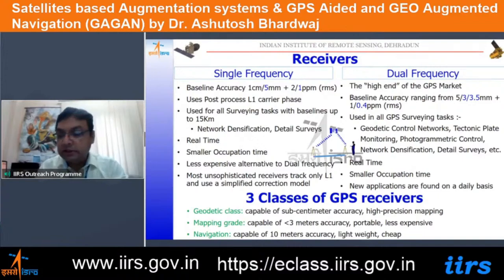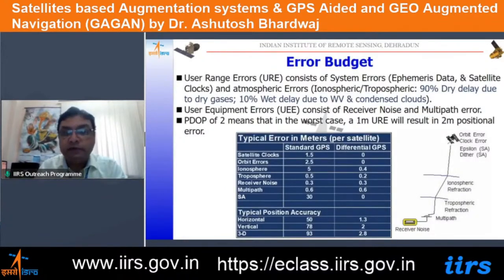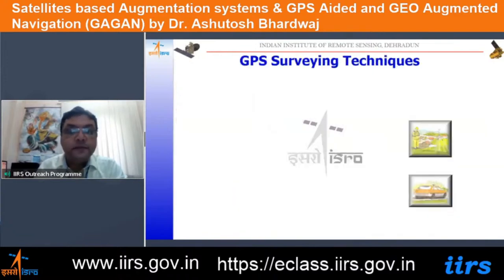Then we also discussed in yesterday's lecture what the different types of receivers are: single frequency receivers, dual frequency receivers, multi-frequency receivers, and what type of accuracies they are giving. Another way to classify the GPS receivers is geodetic, mapping and navigation receivers, that also we did yesterday. Different types of sources of errors we have seen yesterday. And this will again be covered in the last lecture on the processing in detail.